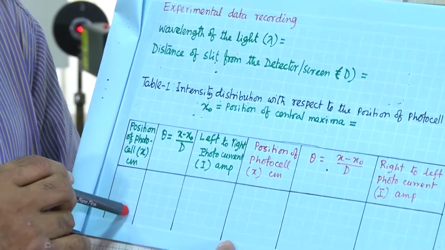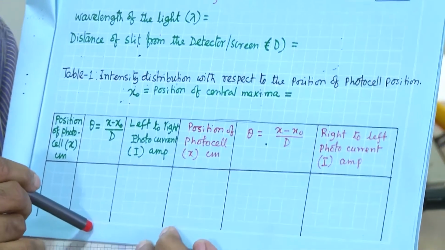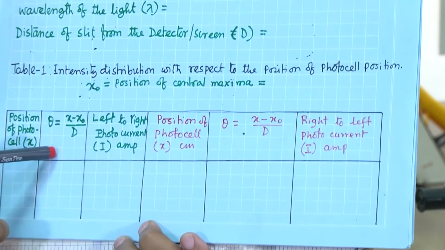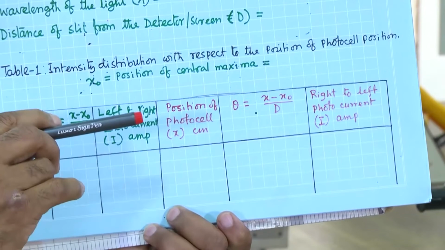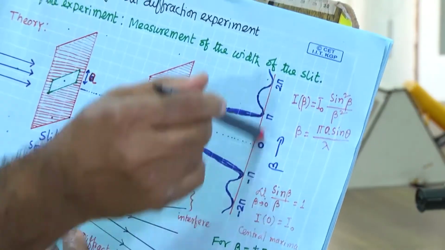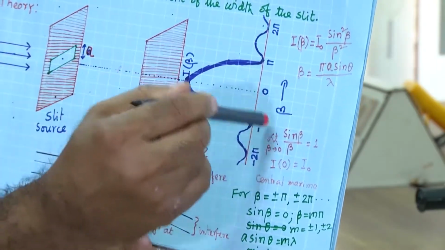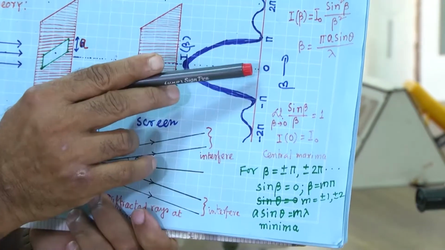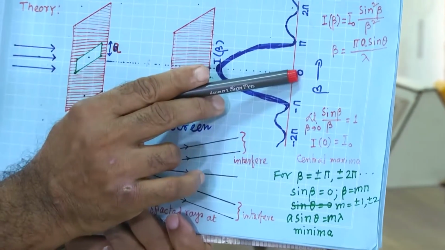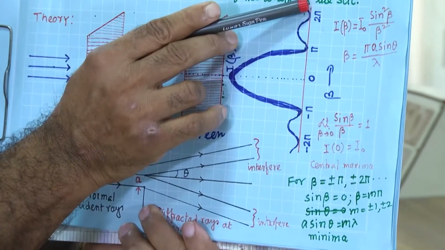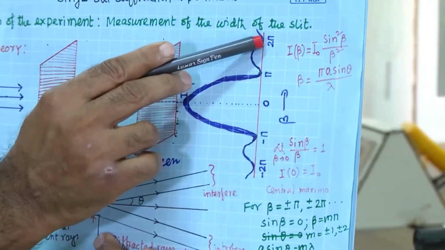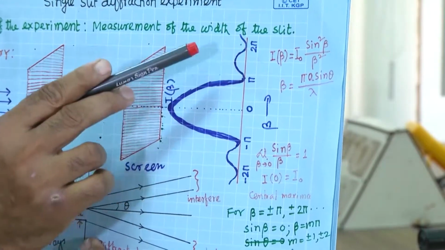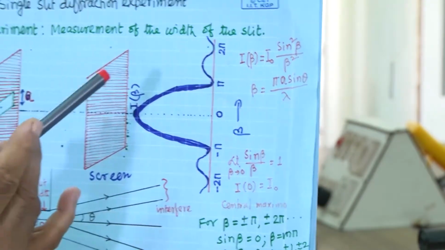Now, using the photo detector, photo cell, we will measure the intensity at different places. Different places means you have to move across the vertical direction, as the intensity varies across it. The photo cell will move, say we start from extreme left, then move from left to right, and for each position we note down the intensity in terms of current, photo current or photo voltage.